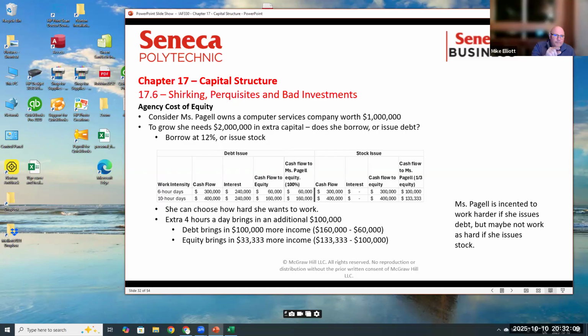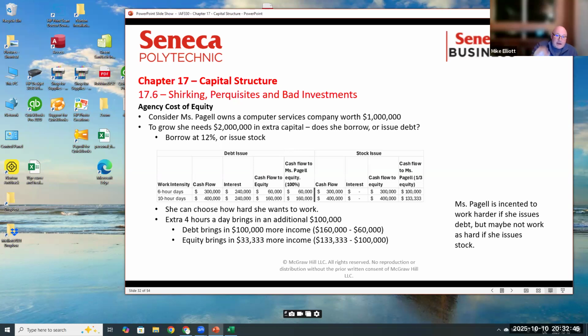My cash flow after working either 6 hours or 10 hours: if I work 6 hours, I make $300,000. After I pay my interest, I have $60,000 left over that I flow into equity. With 10 hours, I make $400,000. I pay $240,000 interest. I flow $160,000 into equity. So either I flow in $60,000 or $160,000. Let's assume it's 50-50. So my expected is about $100,000.